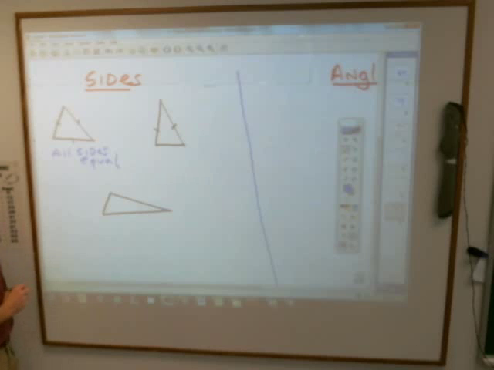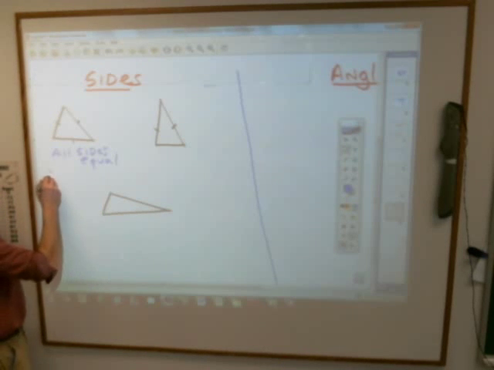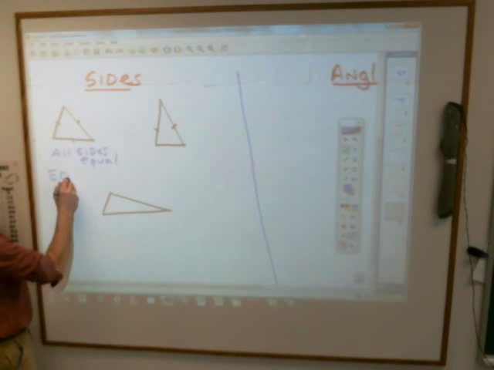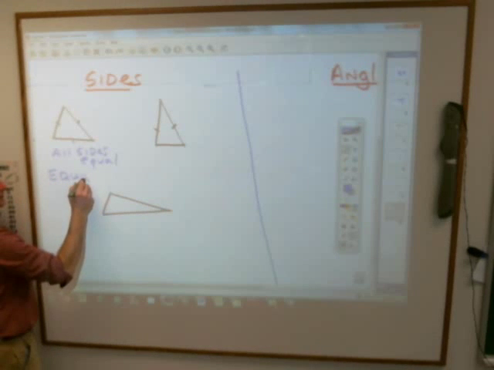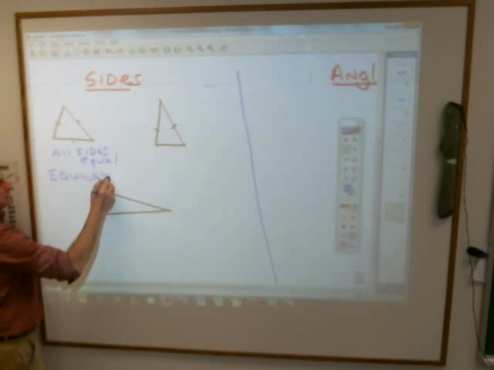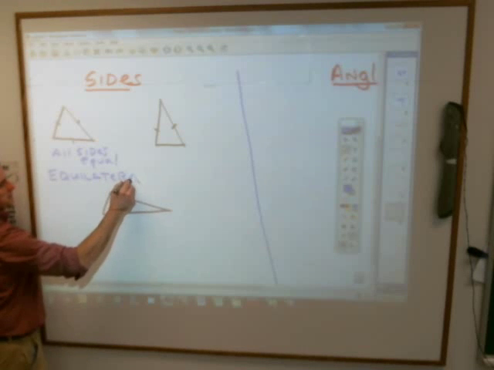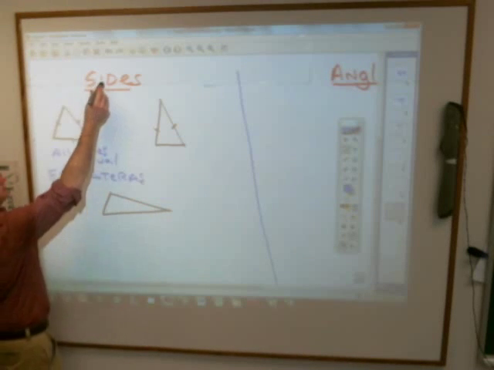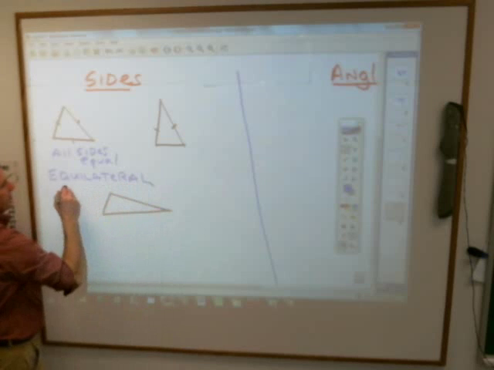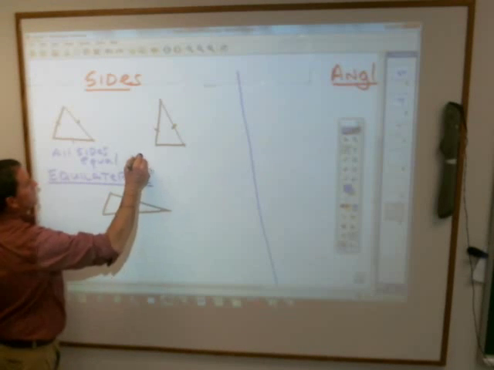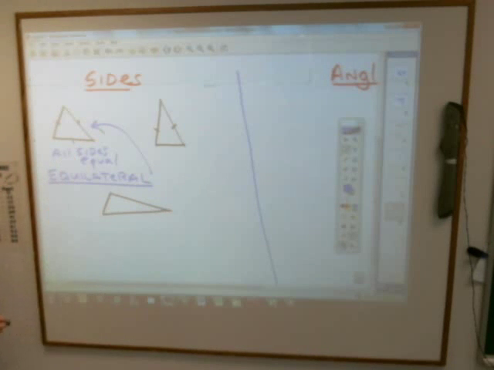guess what we call that triangle? Anybody know what we call it? Lauren? Equilateral. Yeah, it is an equilateral triangle. Equilateral. I'm sure that's got some sort of Latin in it. Equilateral. It means that all the sides are equal. If you know one side, you know them all.